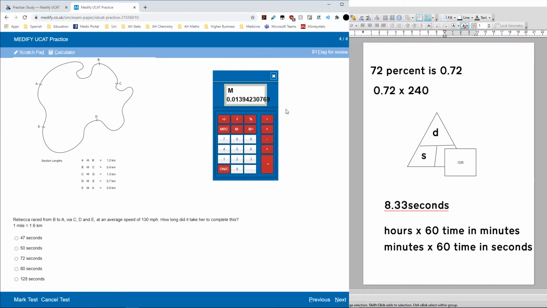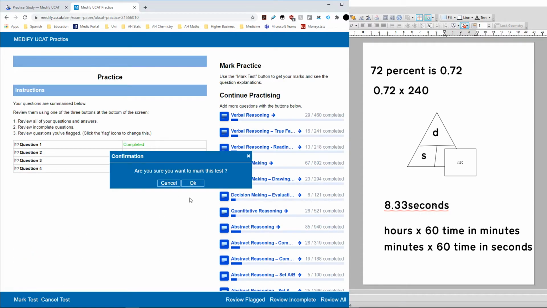Divided by 130. Times it by 60 to get to the minutes. Times it by 60 to get to the seconds. So that's 50.2 seconds. 50 seconds. Now let's mark and see what we get.